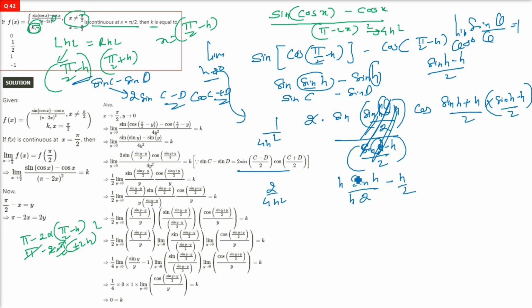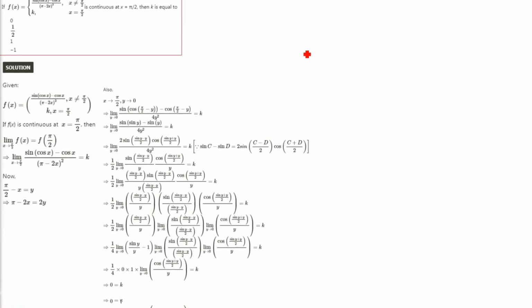But what you see here is sin h by h. h by 2 is still there. But you have sin h by h minus h by 2. Now if you take h by 2 common and apply the limit, sin h by h is going to be 1. So 1 minus 1 is 0. Even before taking the limit, h by 2 is going to be 0.